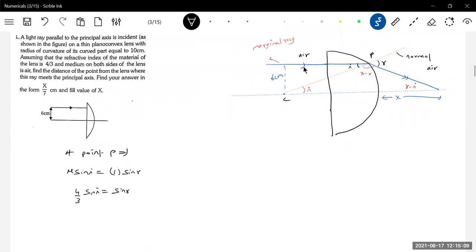Do we know I? Radius of curvature is given. So what is the radius of curvature? Shall we call this R? And we know the triangle, so sin I we can calculate very easily. Sin I equals 6 by radius of curvature, which is 10. So 3/5. 4/3 into 3/5, so sin r will be 4/5. Anybody know the value of r? 53 degrees. Now we have to calculate that x.